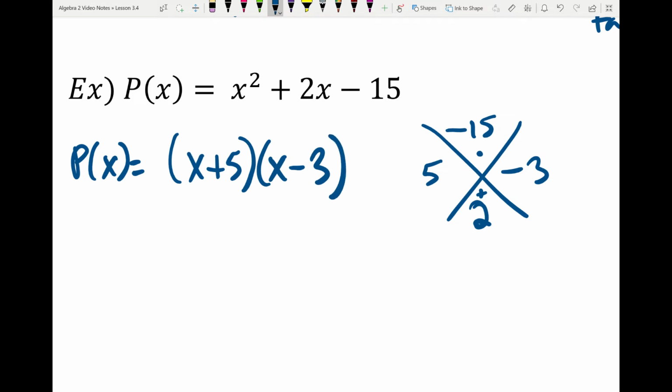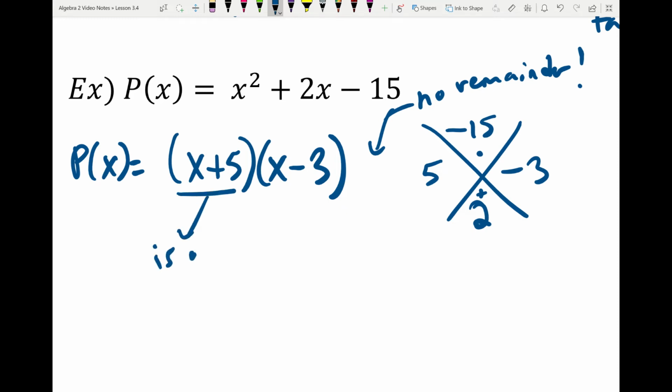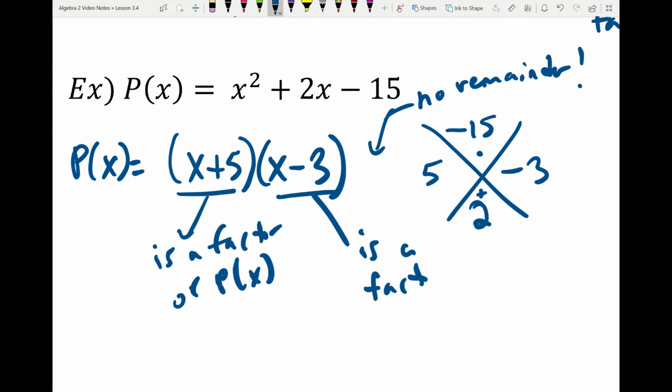So what? Well, notice that the remainder here is 0. So if you compare this to the quotient form, there is no remainder here, because there's nothing added on the outside. So what this should tell you is if there's no remainder, that means that you can write this in factored form. That means that this is a factor of p of x, and this is also a factor of p of x. So if the remainder is 0, that means that those two are factors.